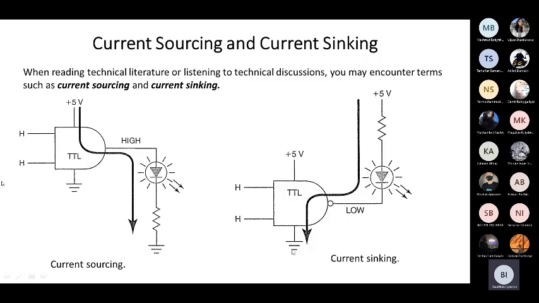So we say this current is sinking. I guess now you understand what current sourcing means: when we give current from the integrated circuit to the output device. In this case, the output device is an LED, right? And current sinking is when our output device gives the current to our gate.